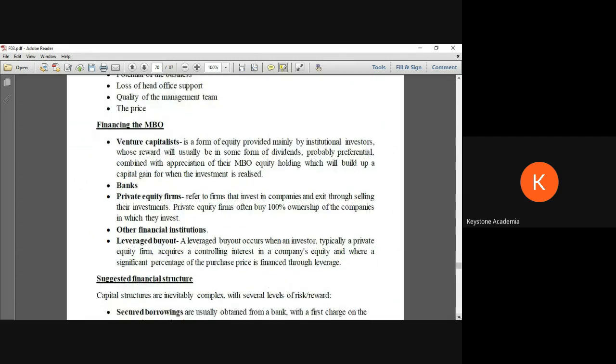So again, they can just look at it as a startup kind of thing. They will go to VCs by giving the equity. They can go to banks. They can go to private equity firms. They can go to other financial institutions or do a leveraged buyout.